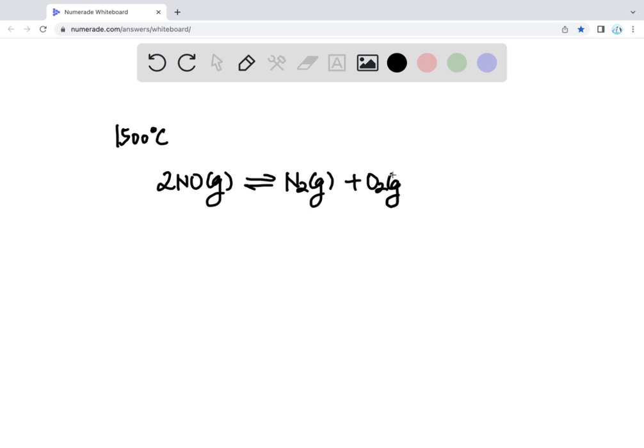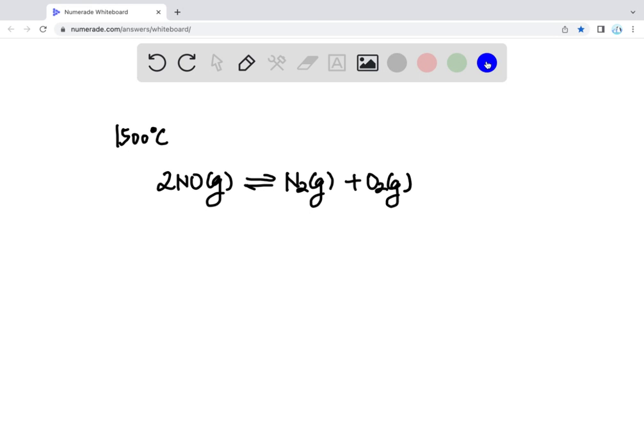Okay, so it says you had the reaction, which happens at 1500 Celsius. So the reaction is 2NO in the gas phase dissociates into nitrogen and oxygen, also in the gas phase.